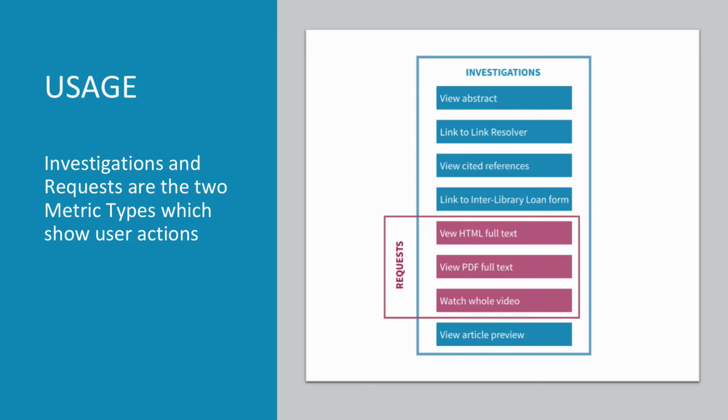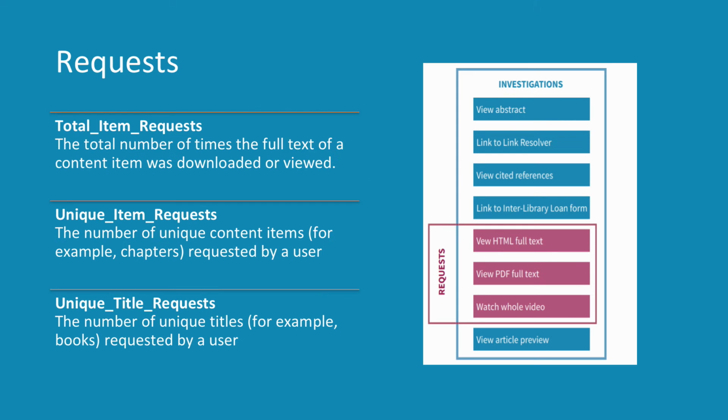For example, a user downloading a journal article or a book chapter or viewing a video would count as a request. As you can see in this diagram, accessing an item is also considered an expression of interest. This means that when a user accesses a content item, the action will be counted as both a request and an investigation. We will now take a look at the definitions of the three different types of requests.